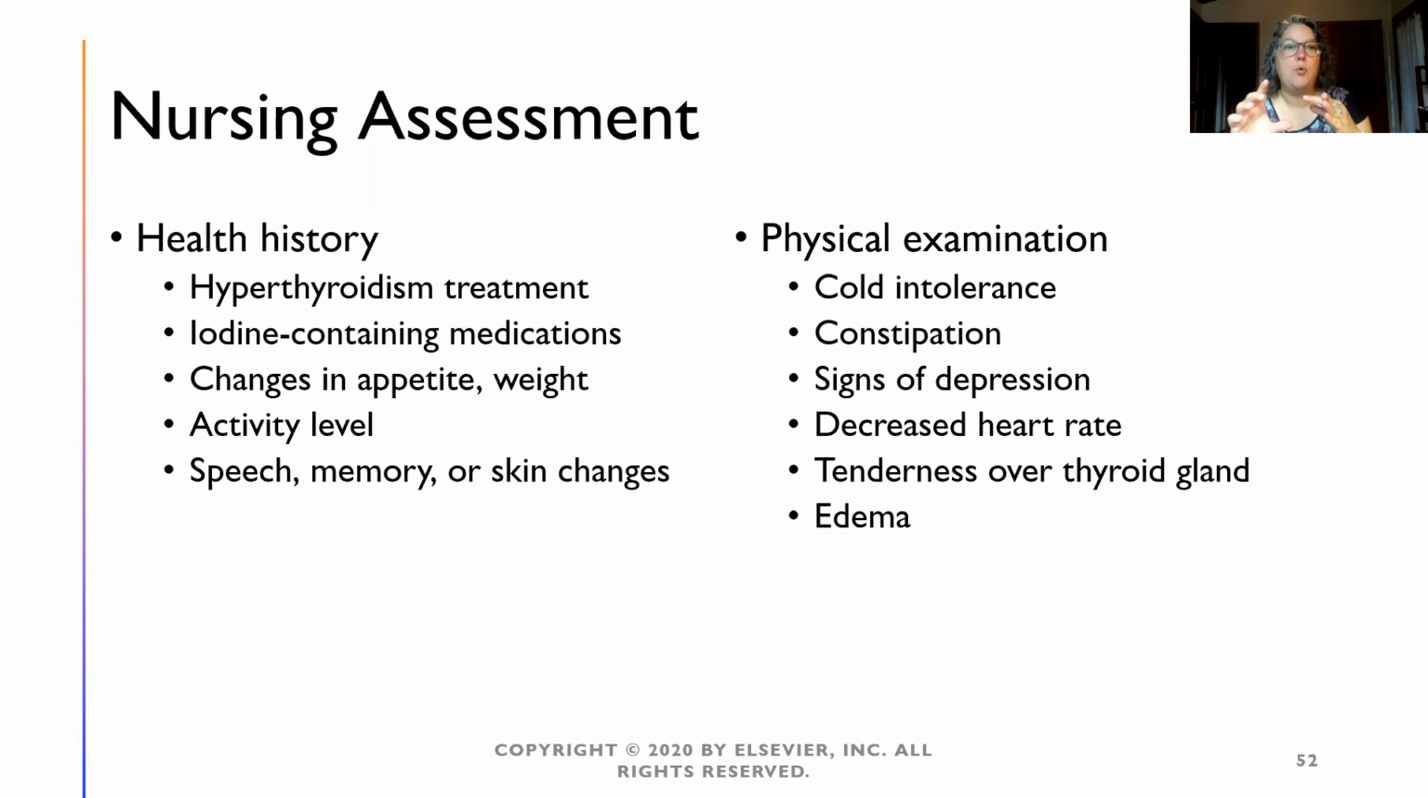hormone. We'll be talking to them about changes in appetite. We'll be talking to them about changes in weight, activity level, any speech or memory or skin changes. In physical examination, we'll find that they have cold intolerance, constipation, signs of depression, a decreased heart rate, a tender thyroid gland, and then generalized edema. So they'll have swelling throughout.